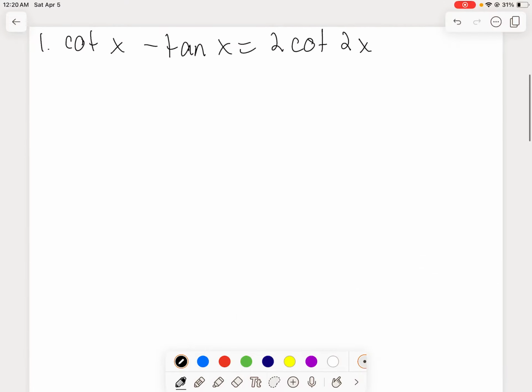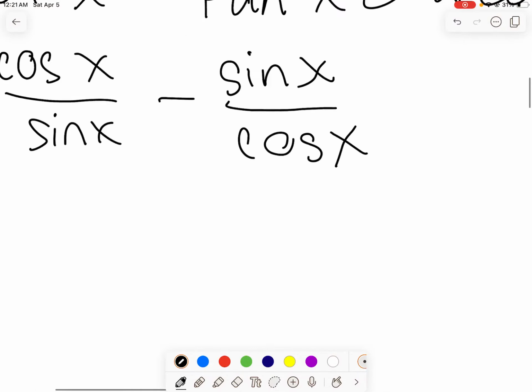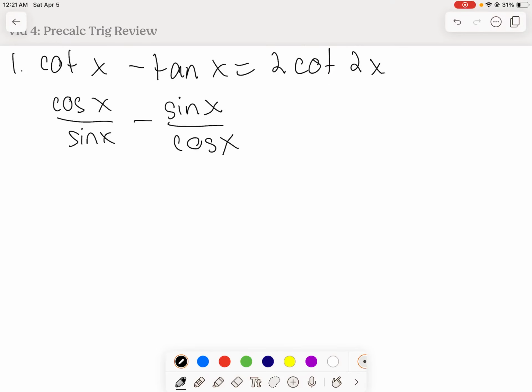So 1. Cotangent x minus tangent x equals 2 cotangent 2x. First thing I'm going to do is write it in terms of cosine and sine. And also, sorry for rushing in advance, because I've already done this. I want to get this done. Anyway, let's continue. Now I'm going to get it into the same denominator. So multiply by cosine, sine on both sides.